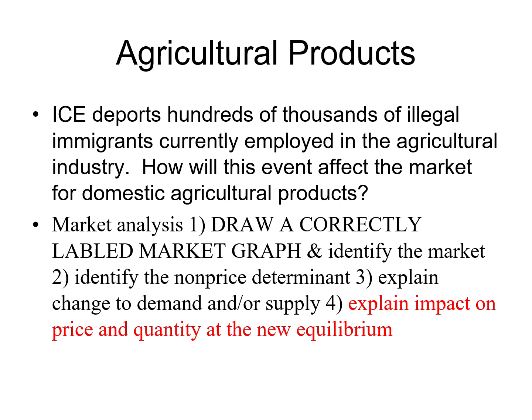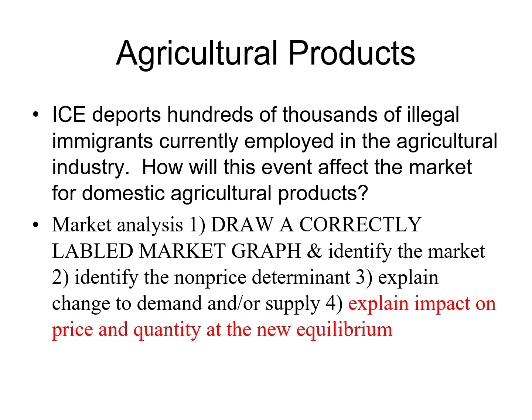One more example before moving on to complex cases. The last one was lighthearted in nature. This one's a tad more serious. ICE, or the U.S. Immigration and Customs Enforcement Agency, deports hundreds of thousands of illegal immigrants currently employed in the agricultural industry. How will this event affect the market for domestic agricultural products?